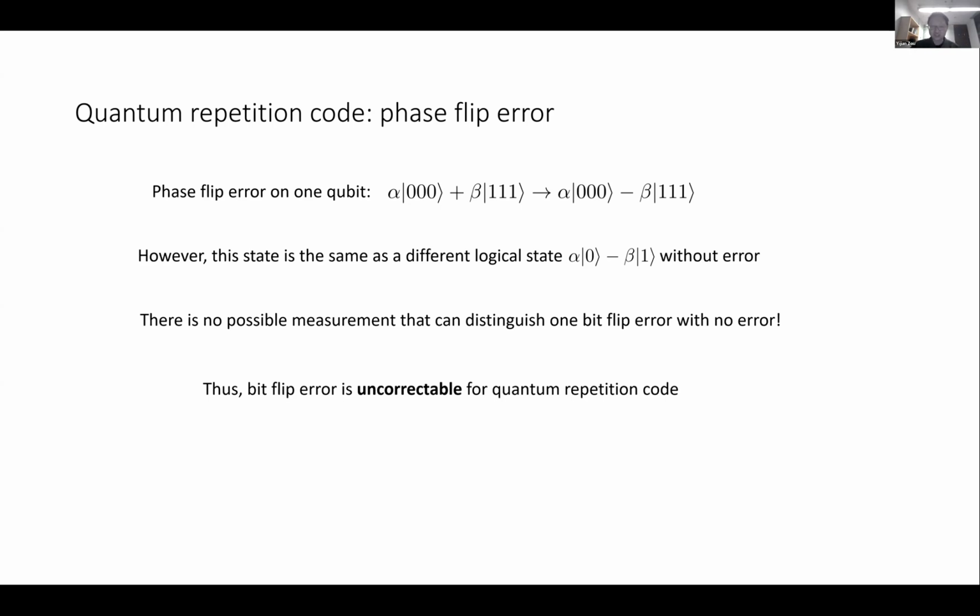So this code is not so great because it cannot tolerate phase flip error. Sorry, yeah, there's a typo here. So phase flip error is not correctable for the quantum repetition code.